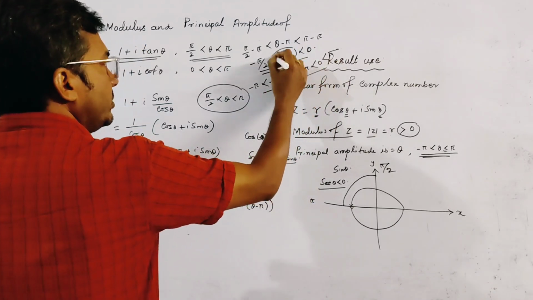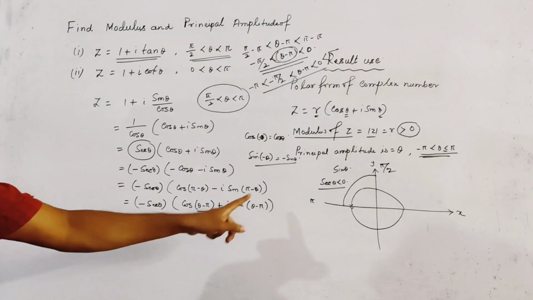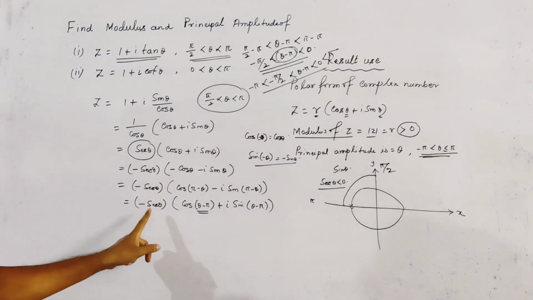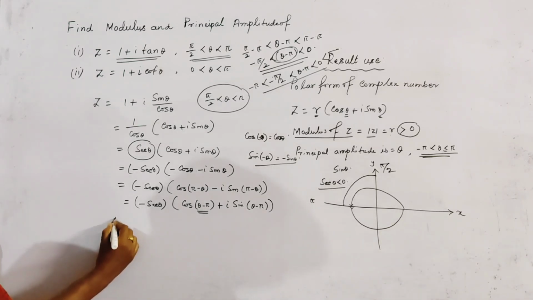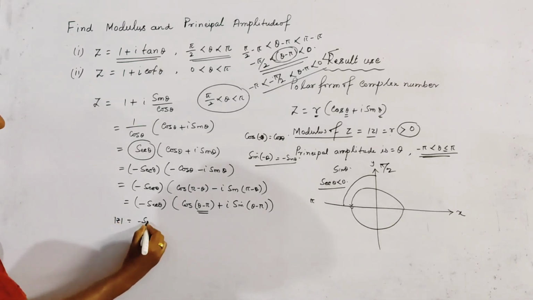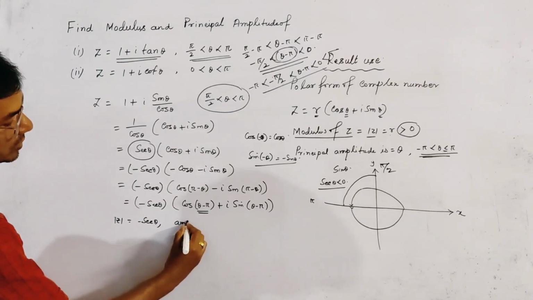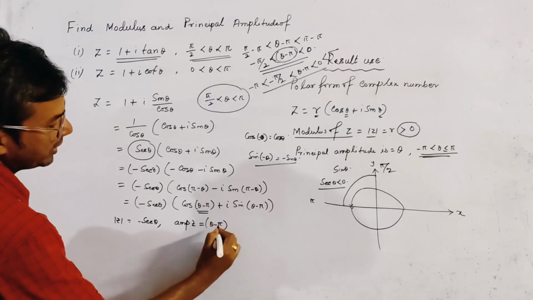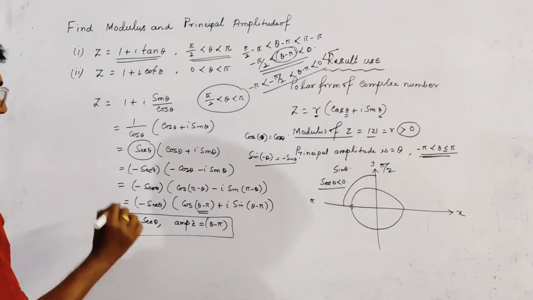So we obviously say that theta minus pi for this complex number represents the principal amplitude, and minus sec theta is the modulus. So we get mod z equal to minus sec theta, and amplitude amp z is equal to theta minus pi. Okay, these are the answers of the first problem.